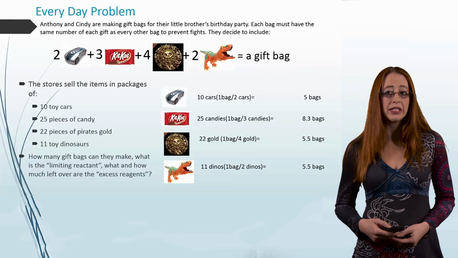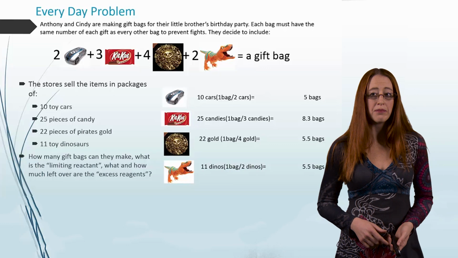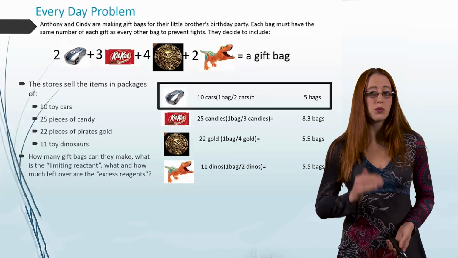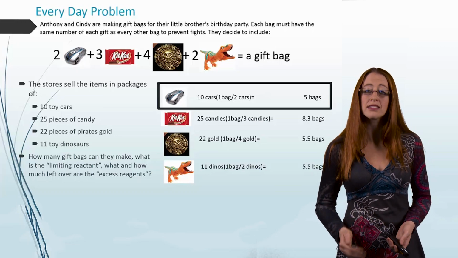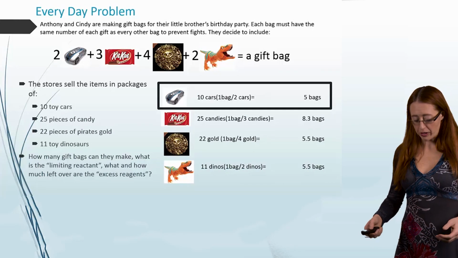And this tells us our limiting reagent because we know which one limits our amount of bags. Well, the cars do, because we can only get 5. And that's what stops us from being able to make more bags. It's the one that we run out of first. So that sets up our first part of the problem.